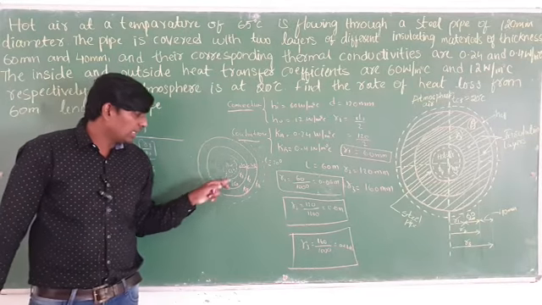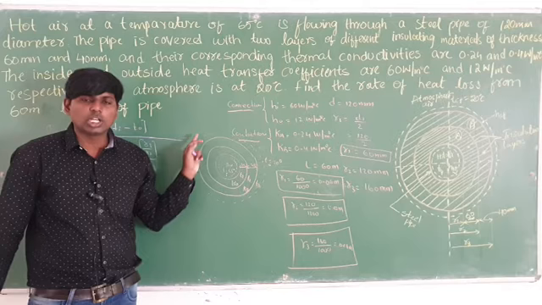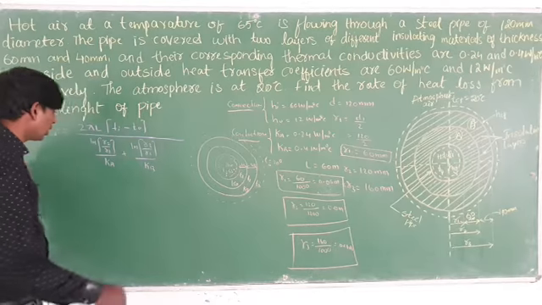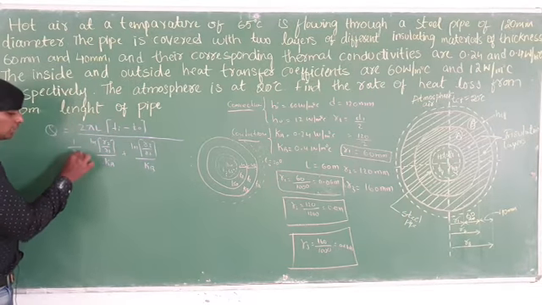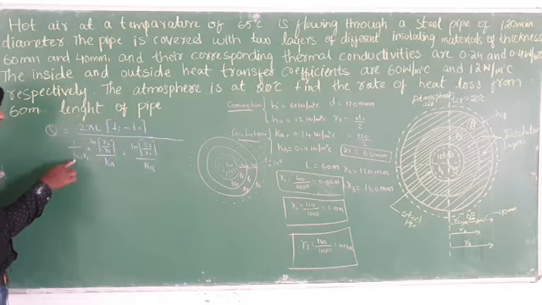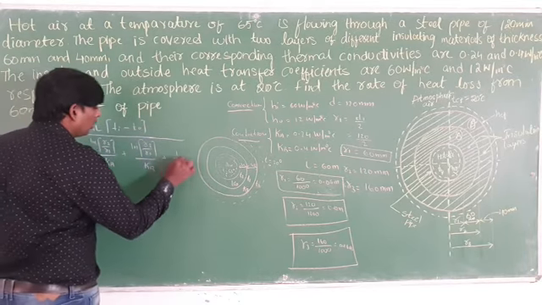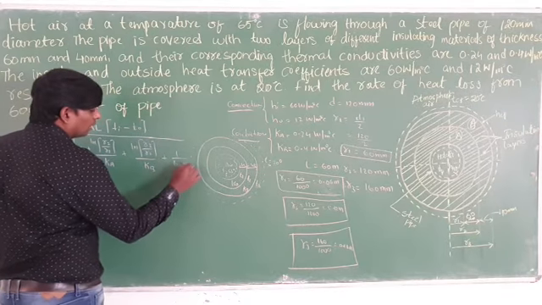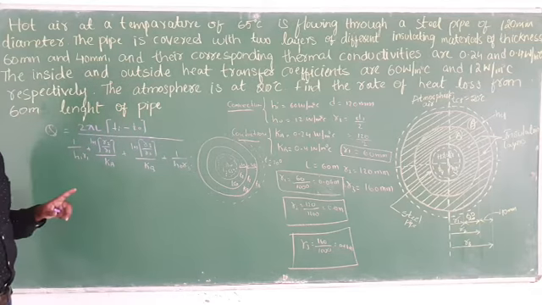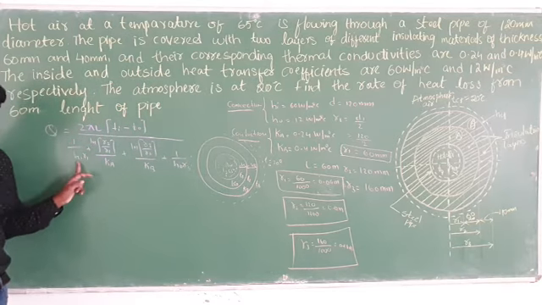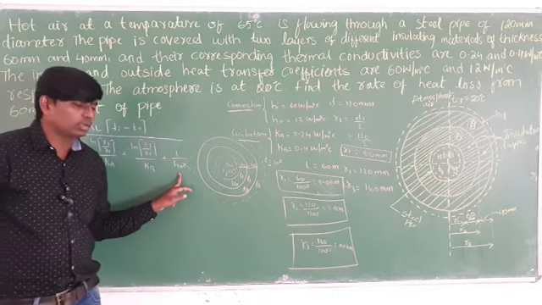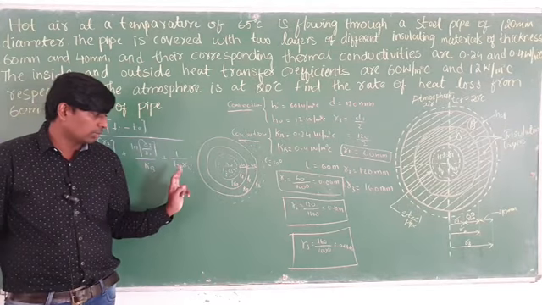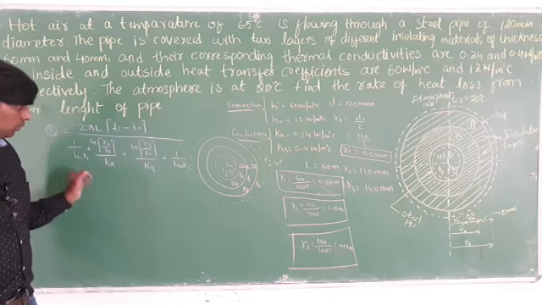As you can see, inside there is convection, and outside there is also convection. For convection, what you have to do? 1 by Hi R1, and here 1 by HO R last. What is the R last here? R1, R2, R3, so here you take R3, the final R. So 1 by Hi R1 is for convection, then conduction, and this one is for convection. Like this you have to take.